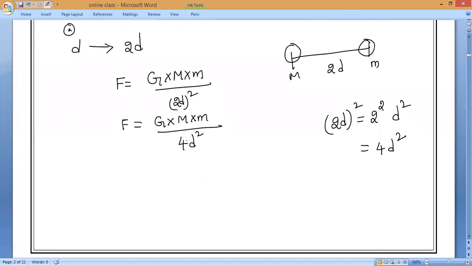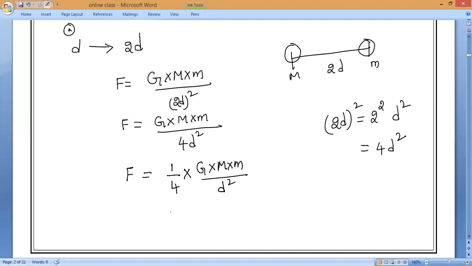Now, this 4d square, you can observe very carefully. Can I write it as a 1 by 4? Because 4 is in division. So into 1, if I take it as 1 by 4 into G into capital M into small m divided by d square, if I multiply, again the same thing will come: 1 into G into M into m divided by 4 into d square, 4d square only. So can I write it or not?